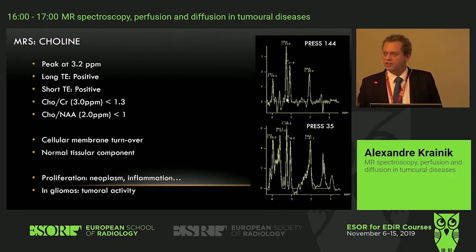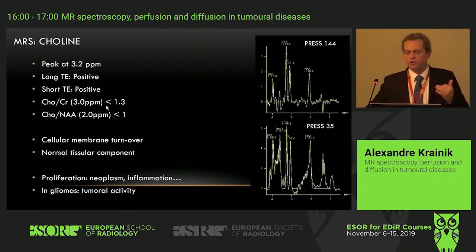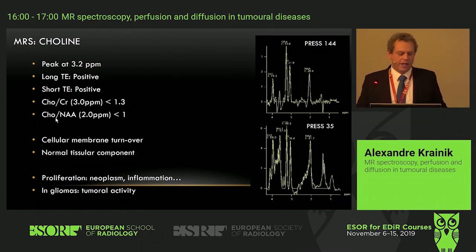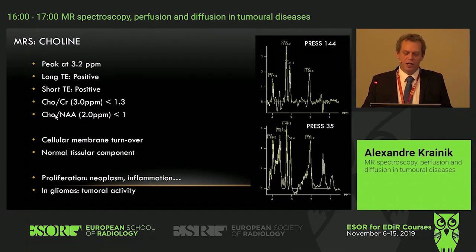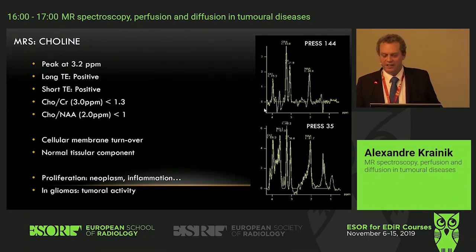It's always positive, even on short and long TE. What you have to keep in mind is that the choline sometimes can be a little bit above the creatine, but never so far above. We say that the ratio has to be below 1.3. And it has always to be below NAA. Here is an abnormal peak of choline. It's too far above creatine and too far above NAA.